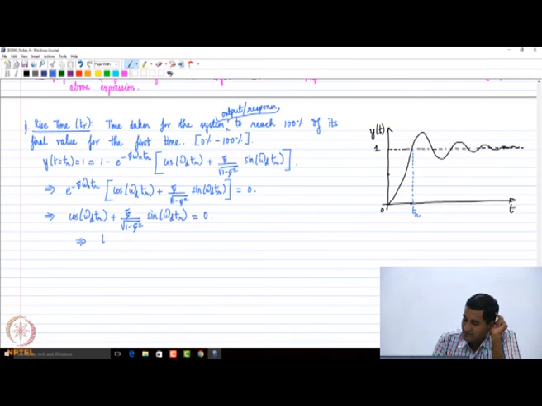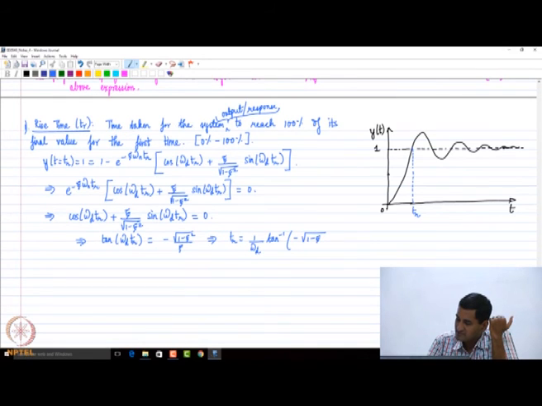We have tan omega d tr is going to be equal to what? Minus square root of 1 minus zeta squared by zeta. Am I correct? I just took terms to the other side and then cross multiplied. Sine by cos is tan, right? So am I correct in this? So this implies that TR is going to be equal to 1 divided by omega d tan inverse of minus square root of 1 minus zeta squared by zeta. People will write it as pi minus beta divided by omega d.